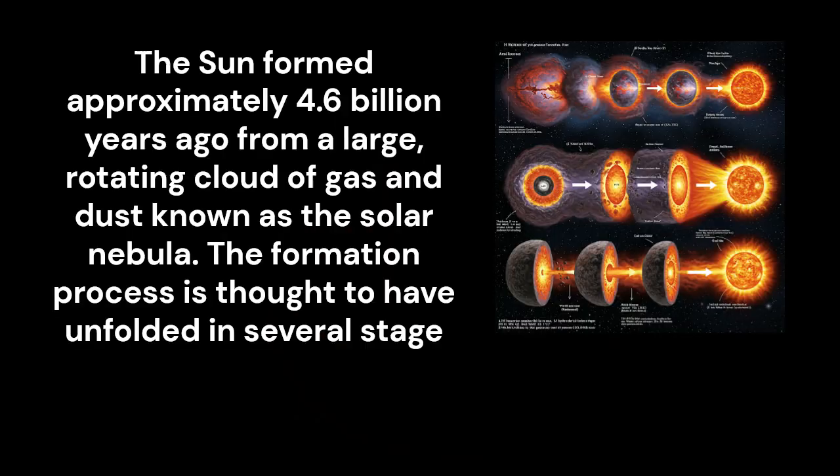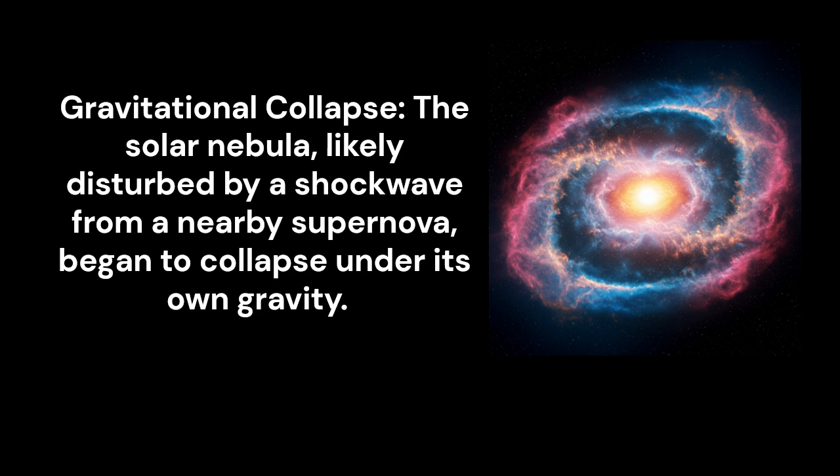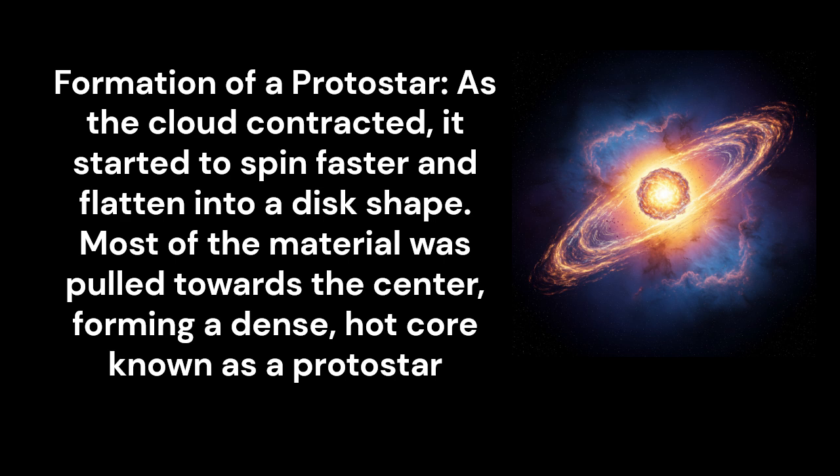The Sun formed approximately 4.6 billion years ago from a large, rotating cloud of gas and dust known as the solar nebula. The formation process is thought to have unfolded in several stages. Gravitational collapse. The solar nebula, likely disturbed by a shockwave from a nearby supernova, began to collapse under its own gravity.